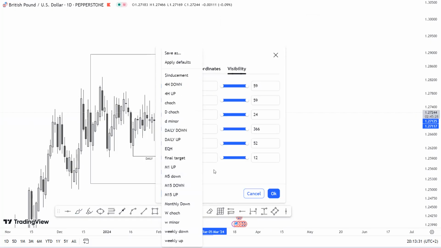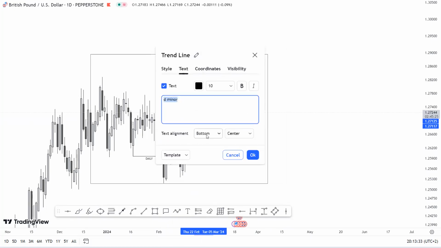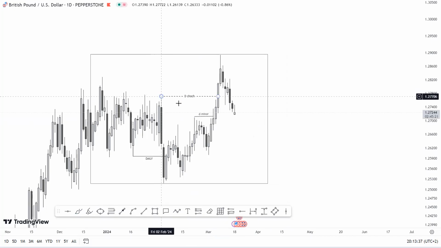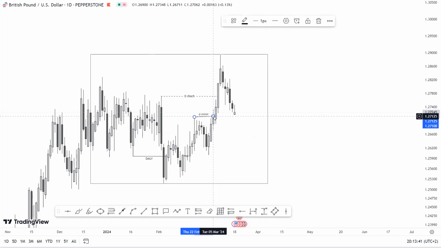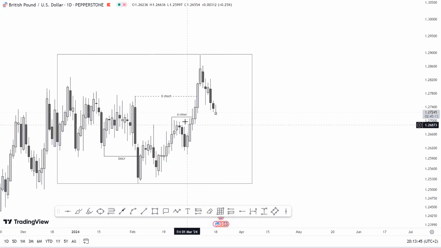The reason I'm regarding it as a daily minor is because that's not the overall daily break. The overall daily break that happened was that shift in structure. This is found within the overall thing because it's visible. I cannot really ignore it, right? Because it's visible, I cannot really ignore it.